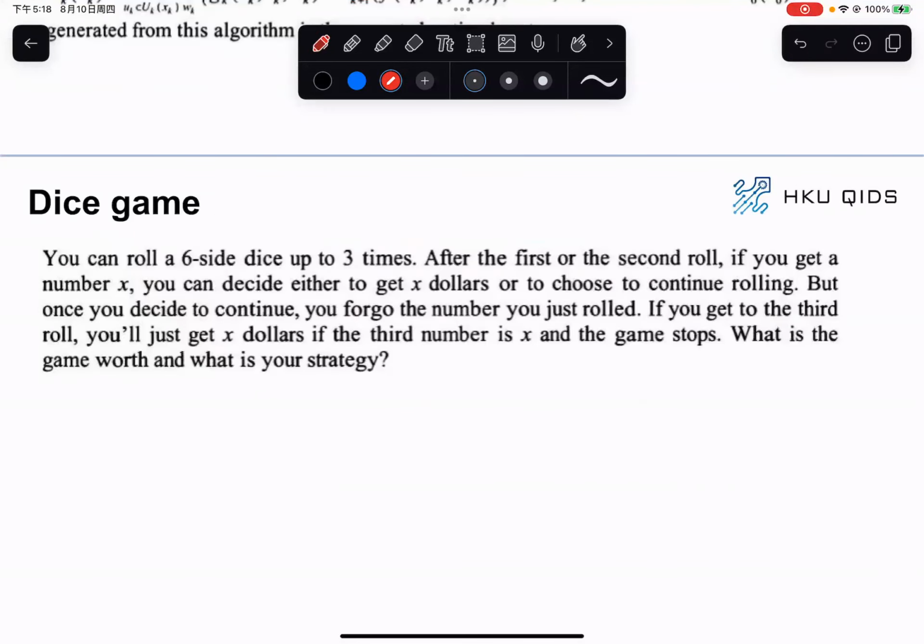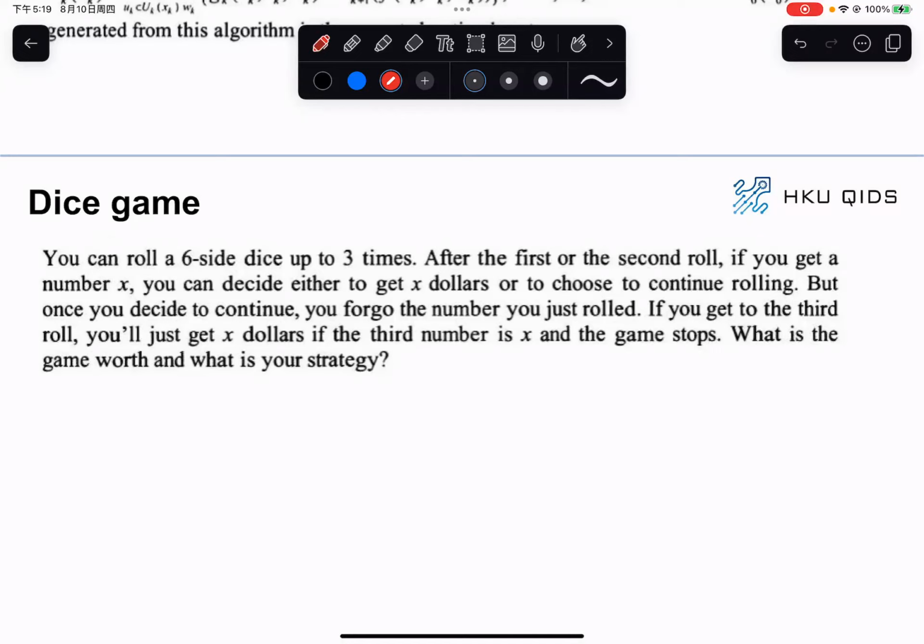The first one is, again, dice games. I think we already have rounds of dice games. So you can roll a 6-sided dice up to 3 times. And after the first or the second roll, if you get a number X, you can decide either to get X dollars or to choose to continue rolling. But once you decide to continue, you are going to forgo the number you just rolled, okay? And if you go to the third roll, you are just going to get X dollars if the third number is X, and the game stops. What's the game worth and what is the strategy?